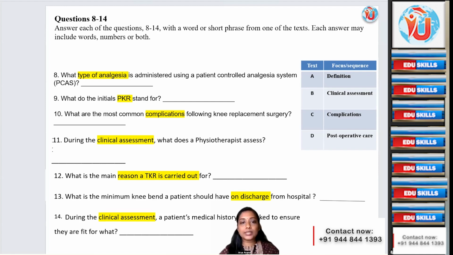When I am reading the question, in your mind, you have to think from which text it is. The texts are here on this screen. You can see them also. Then you have to go to the particular text and find the answer. You have only 3 minutes to complete these questions 8 to 14. Okay, start. What type of analgesia is administered using a patient-controlled analgesia system? From which text and what is the answer? You have to write. Only 30 seconds.